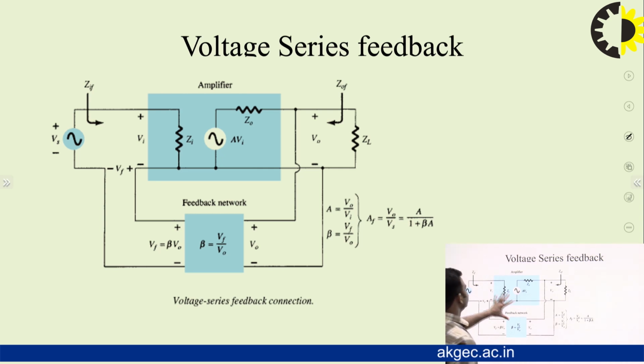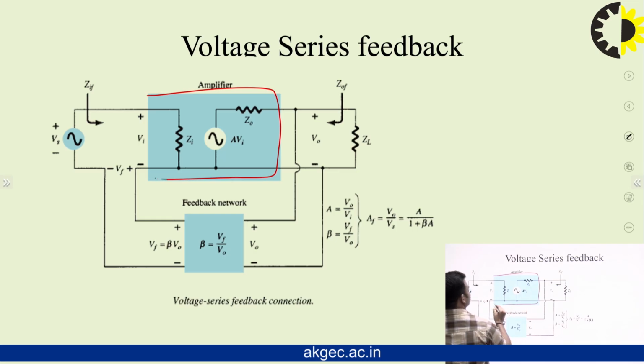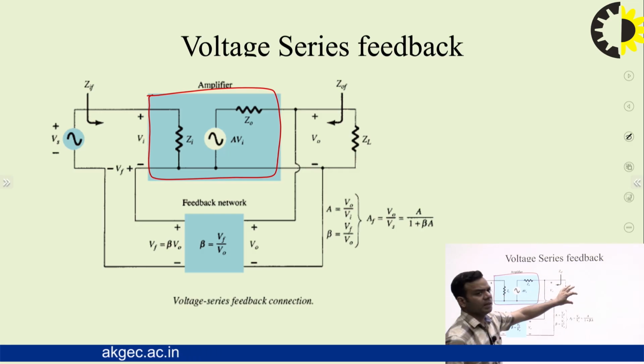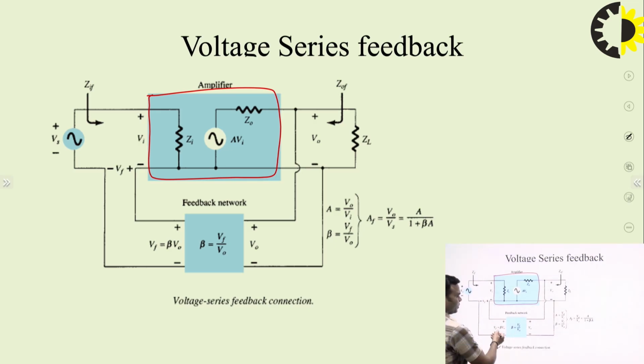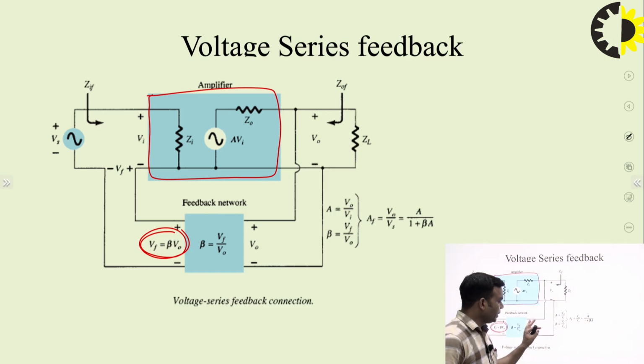This is voltage series. This is the internal structure of the voltage amplifier. The voltage source has been connected here, ZL connected here. This is the feedback network, and beta is Vf upon V0. So Vf will be equal to beta V0. In this way, this circuit can be drawn.